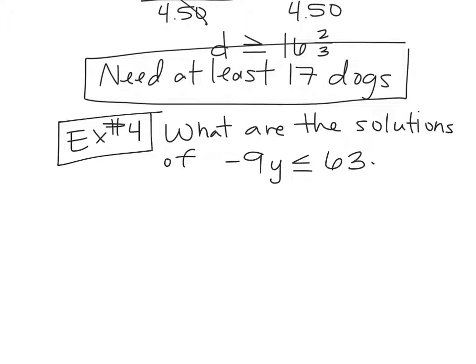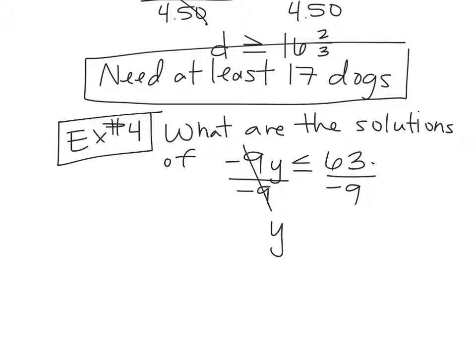What are the solutions of this? So you have negative 9y is less than or equal to 63. So if I want to solve for y, flip the sign. You're going to have to flip the sign because we're doing what? Dividing. You're dividing by a negative. So divide by negative 9, divide by negative 9. This is gone. You get y.